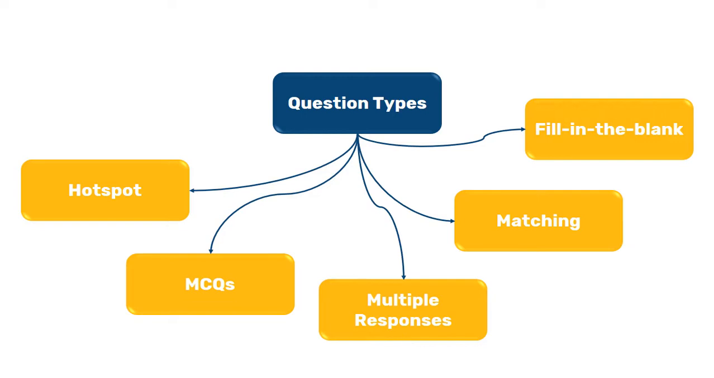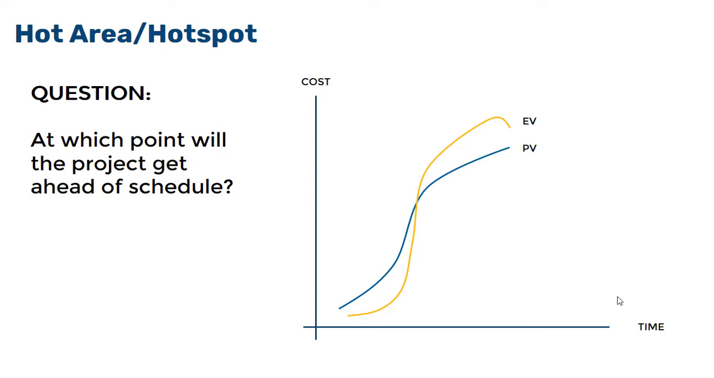In the fill in the blank questions, a blank is given and you will fill it with the correct word by manually typing the word in the blank. For the hot area or hotspot question, as you can see here, the question asks at which point will the project get ahead of schedule.